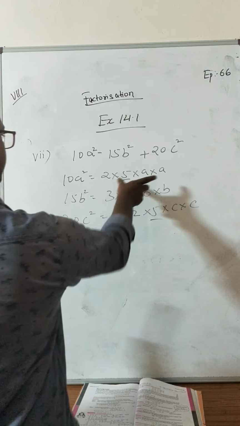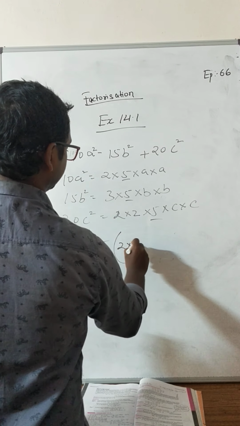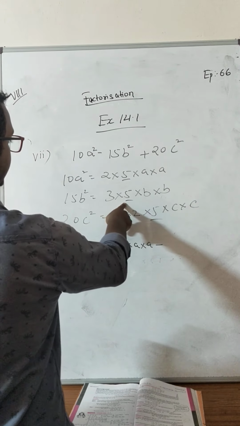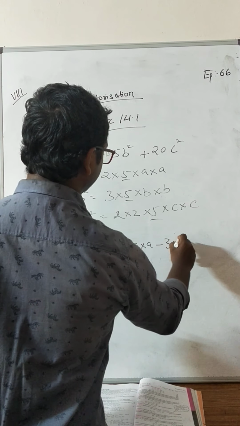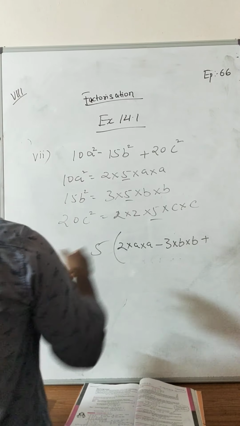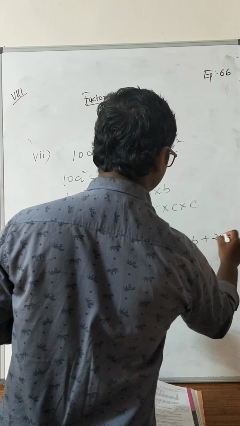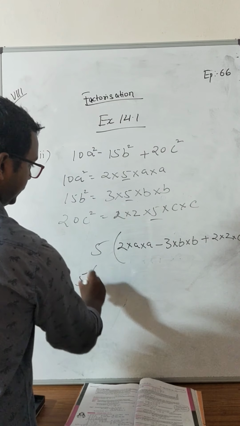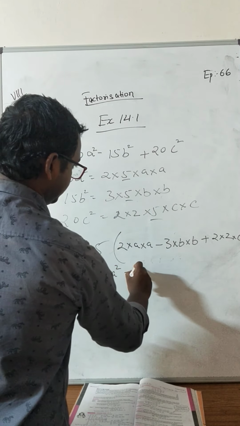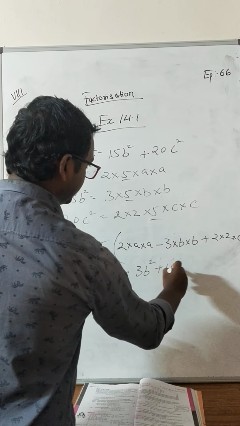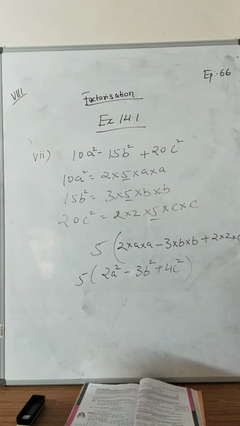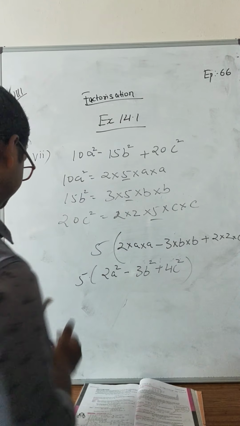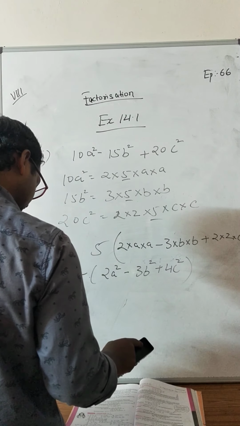When we remove 5 from the first term, 2 and a are left. Minus, because the sign is minus. When we remove 5 from the second term, 3 and b b are left. Plus, when we remove 5 from here, 2 into 2 is left and c into c is left. So 2a square minus 3b square plus 4c square. The final answer is 5 in the bracket 2a square minus 3b square plus 4c square. Okay students, so that's it with the 7th question. Now look at the 9th one.